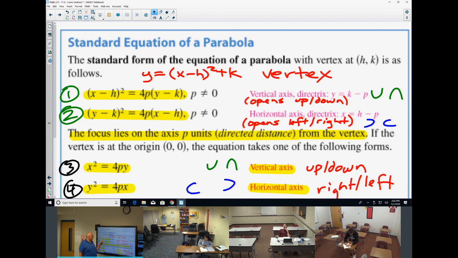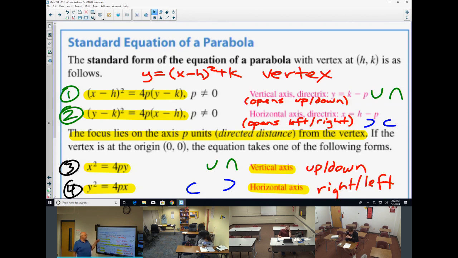Still, (h, k) is the vertex. The focus lies on the axis P units, directed distance, from the vertex. So whatever the number is in front here, you set that equal to 4p and solve for p. And that's how you find the focus and the directrix. And we'll do one of those in just a minute.